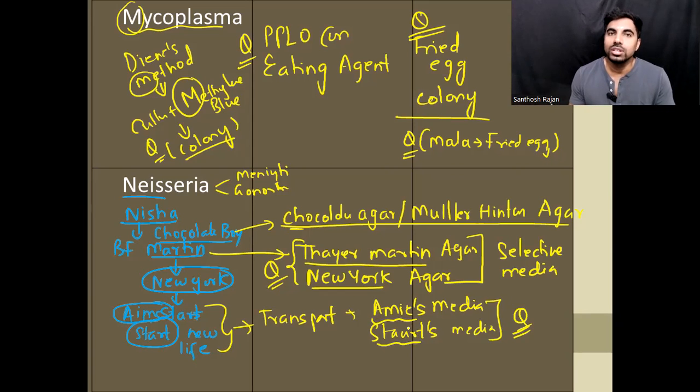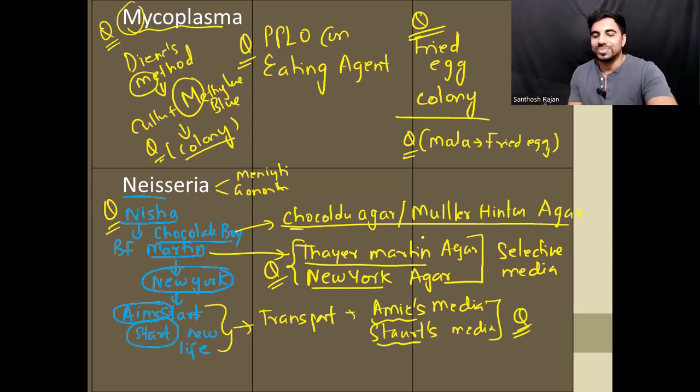She aims to start a new life with the Thayer-Martin. So, MEs and Stroud's media. Important question. That's what I'm stressing on this Neisseria. Mycoplasma, Neisseria is, again, 99.9% important questions will come from these two topics. You read or not, you have questions from there. Okay, that's it. I'm going to only cover cultures. I'm not going to talk about the other things.